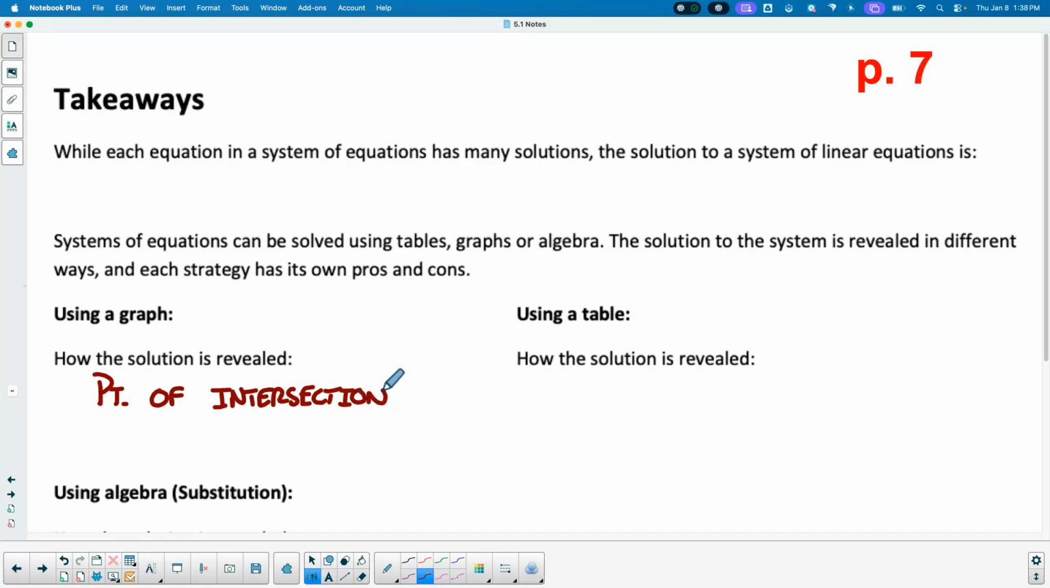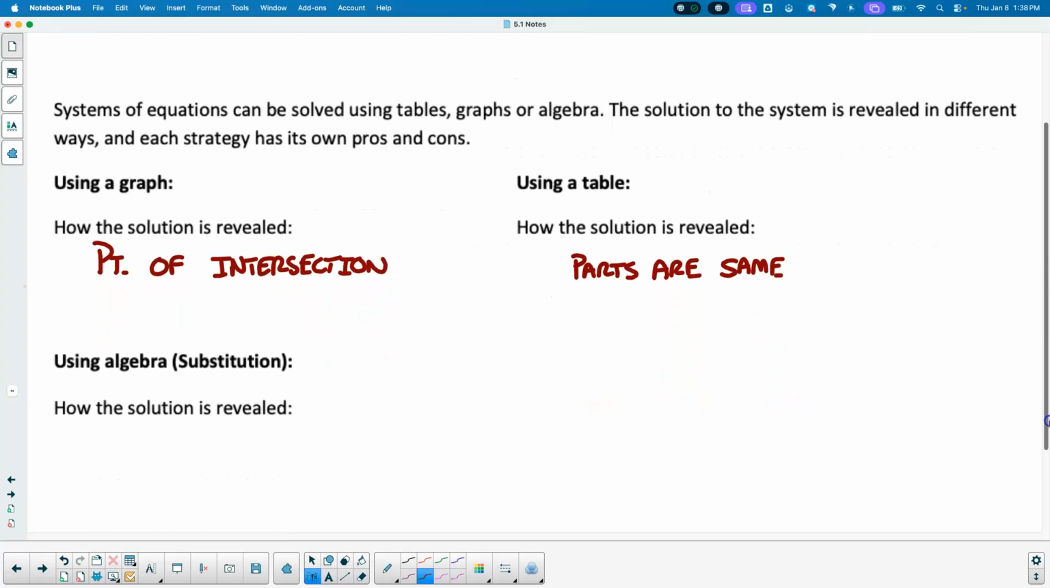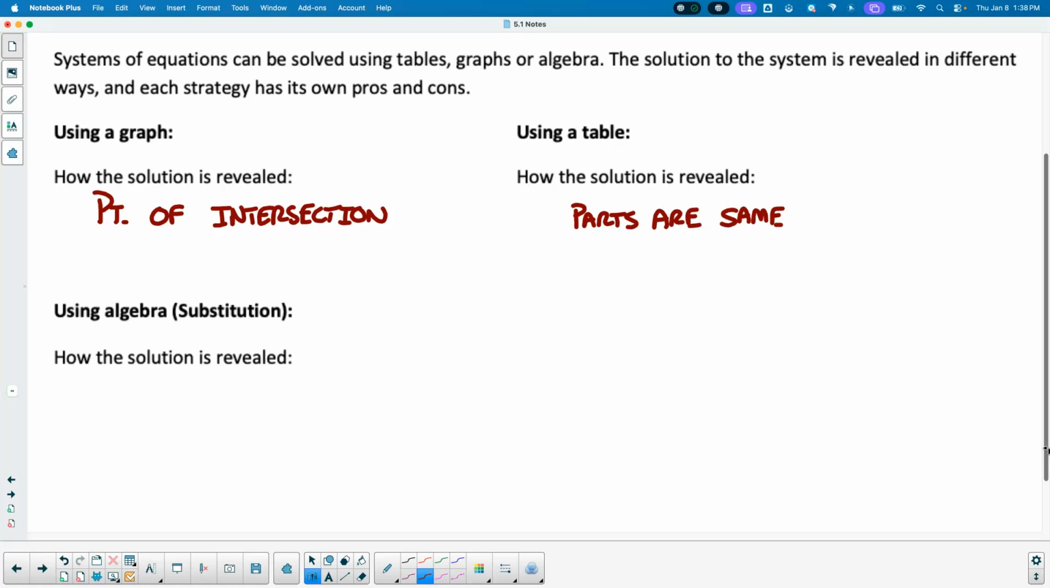In a table, it would be where the points are the same, right? Yeah. Okay, yep. And using algebra, we have to use substitution. Okay.